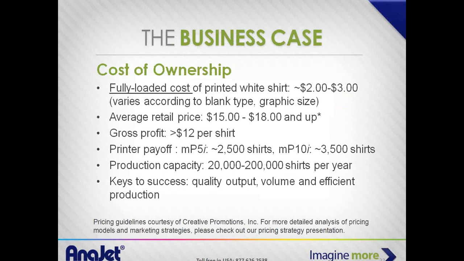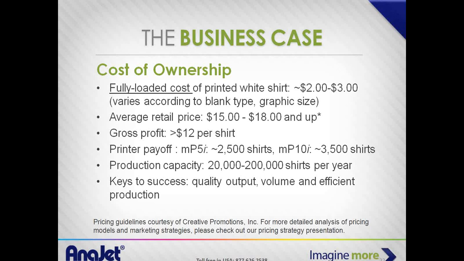Now, the cost of ownership, looking at your ROI. If you were to take that white shirt, the fully loaded cost of that white shirt is going to be around $2 to $3. Again, it's going to depend upon what kind of shirt, what brand name or texture, whatever you're getting. But fully loaded, with the ink and the white shirt cost, you're looking at $2 to $3. Average retail is $15 to $18, and I've got customers all across the country, not just here in California, that are pricing their shirts $20 to $25.